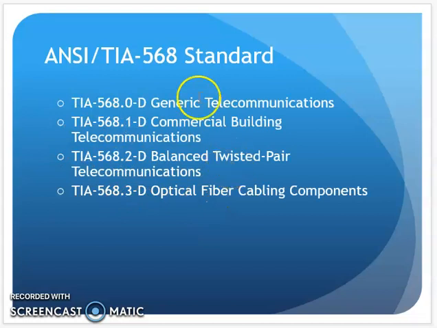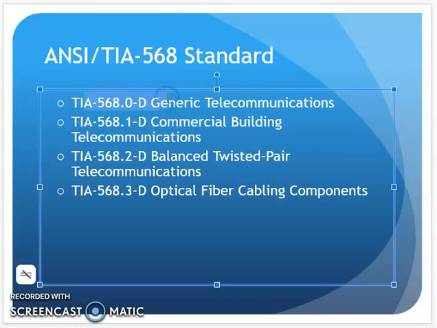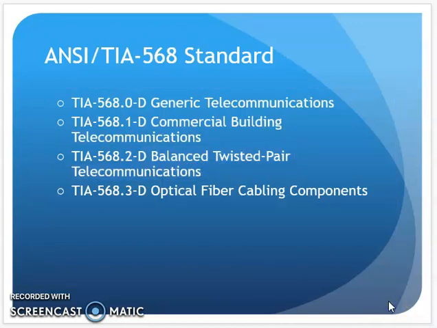If I look at the standard a little closer, I find out it's broken into a couple pieces. There's the 568.0-D that talks about general telecommunications, how we do the cabling in general. 568.1-D is about, in a commercial building, how do we do it? So not really so much your house, but in a commercial building, like I said, a school or an office building. The 568.2-D talks about twisted pair. All the things about twisted pair, categories, terminations, distances, testing of, etc.